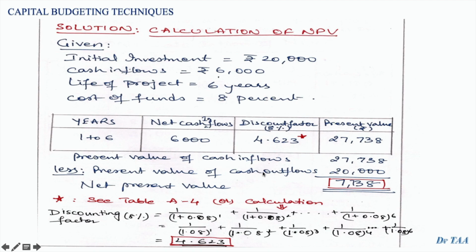Now the present value of cash outflow is 20,000. Since it is 0 year, you will directly take 20,000. So the difference is 7,738, which is greater than 0. Okay. So here one point to understand is, you can calculate the discounting factor or you can directly get it from the tables.